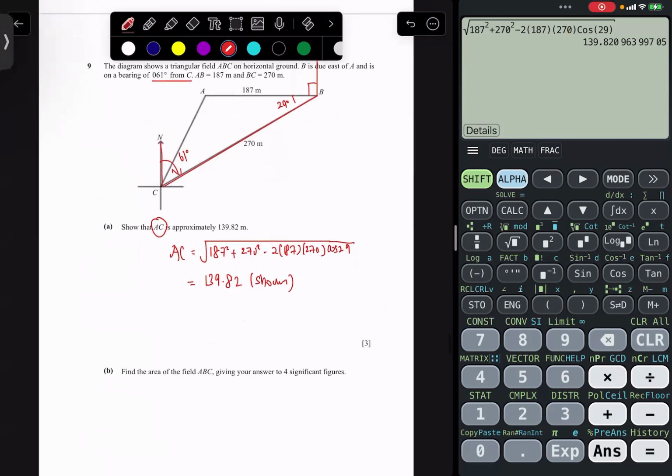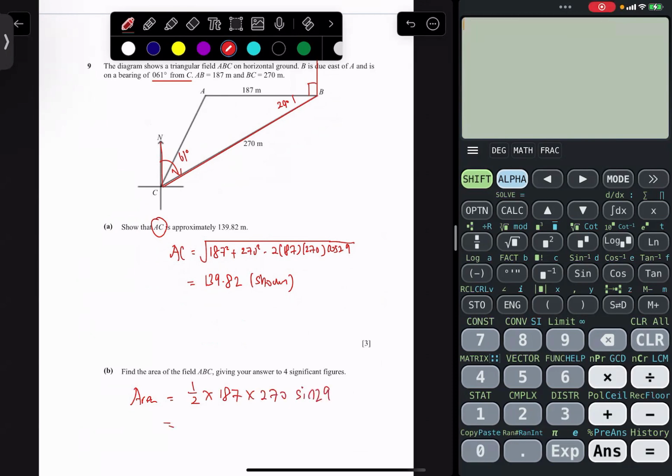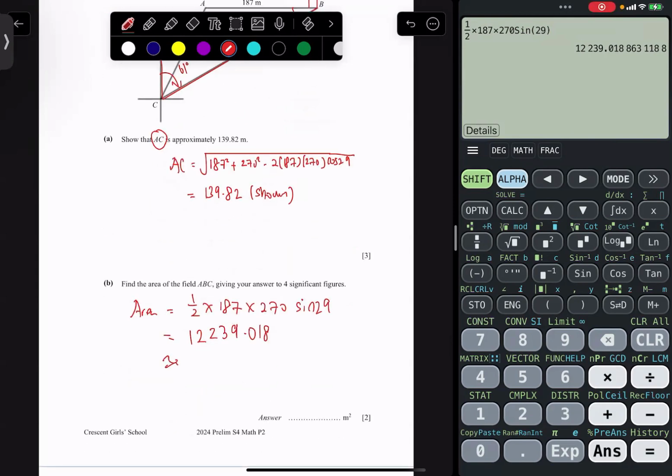Find the area of the field, giving your answer to 4 SF. This one should be simple. Area equals half times 187 times 270 sine 29, which gives 12239.018. For 4 SF, the first four digits, 12240 meters squared.